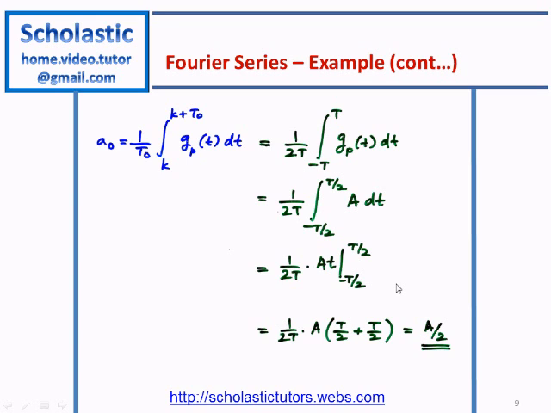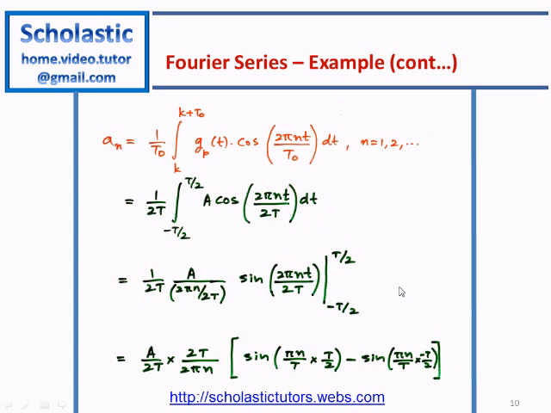And now we'll calculate the value an. an is given by 1 over T0, integral from k to k plus T0 of g(t) cos(2 pi n t over T0) dt, where n is 1, 2, and so on and so forth. So now we substitute again for g(t). g(t) can be substituted with capital A, and this part still remains the same, but we need to note that the function A only exists for minus T by 2 to plus T by 2.